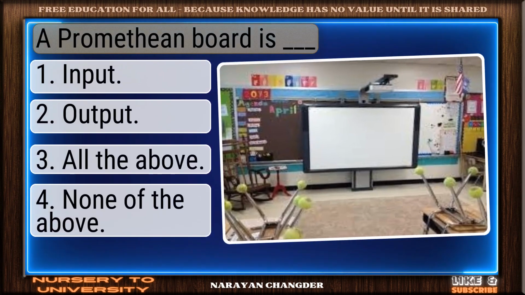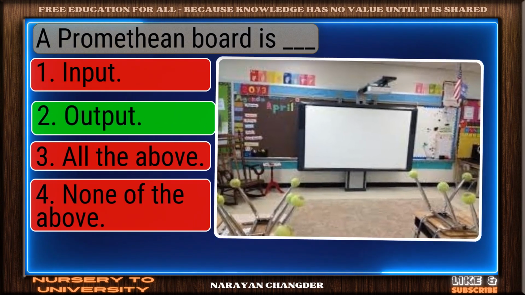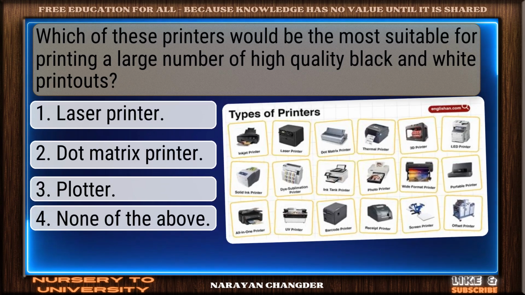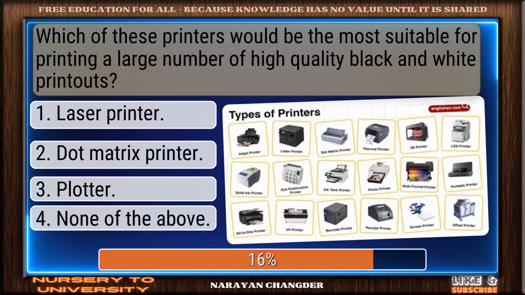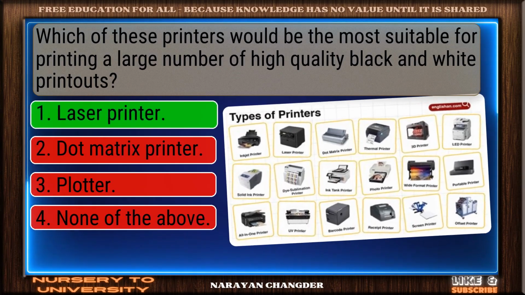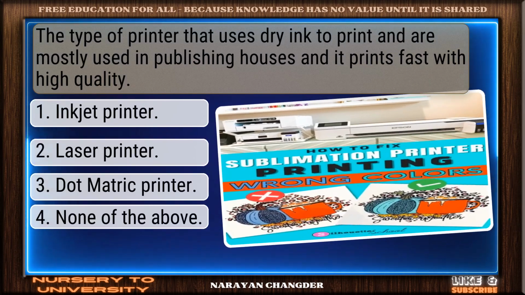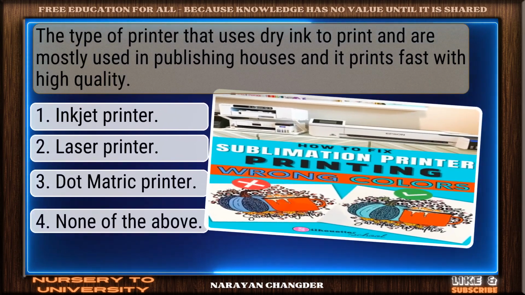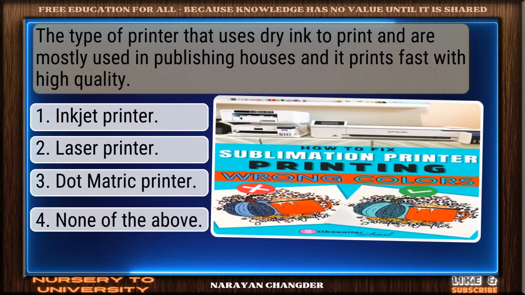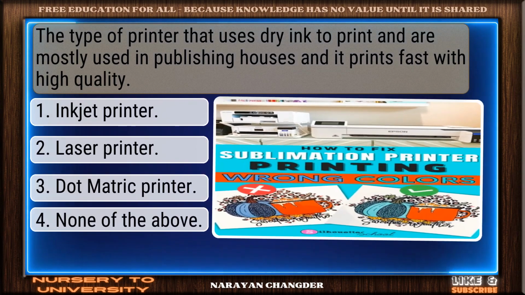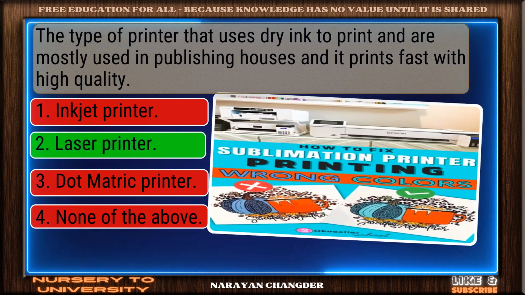A Promethean board is dash. Excellent choice. Output is the right answer. Which of these printers would be the most suitable for printing a large number of high-quality black and white printouts? You got it. Your choice laser printer is right. The type of printer that uses dry ink to print and is mostly used in publishing houses, and it prints fast with high quality. Sharp thinking. Laser printer is the right choice.